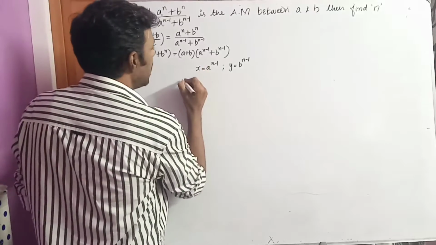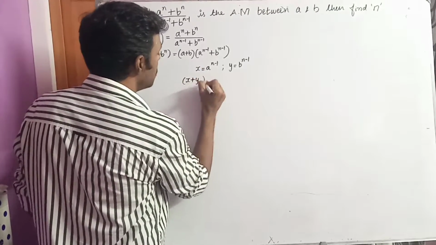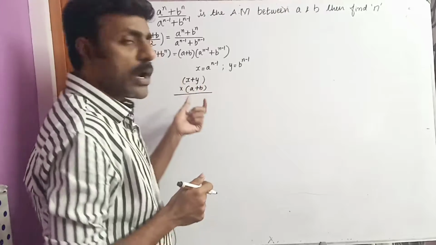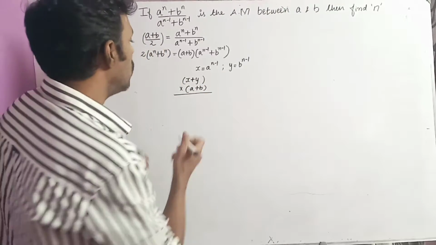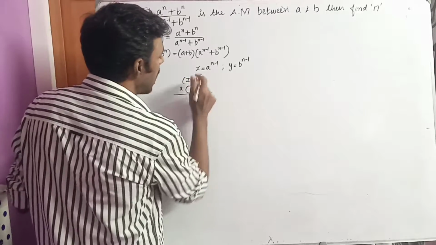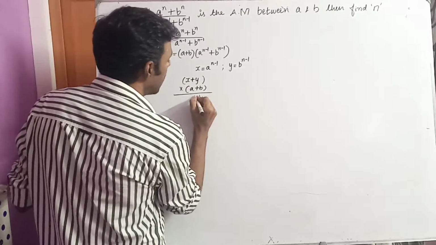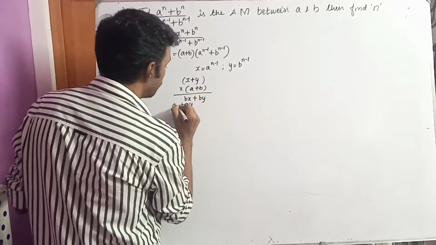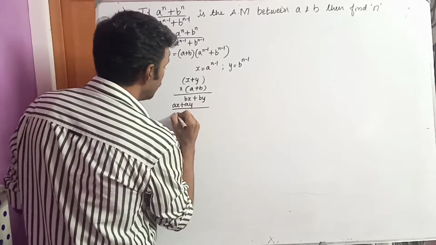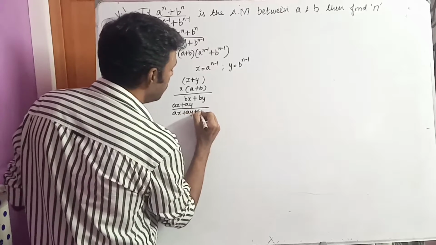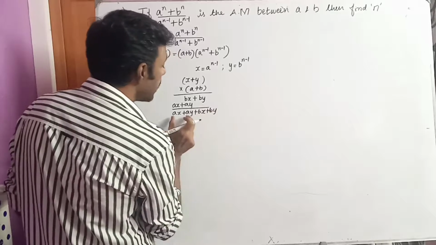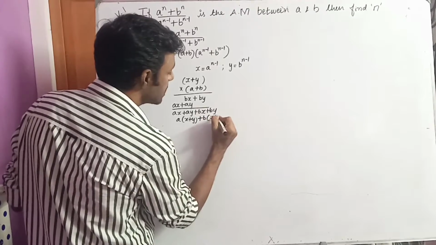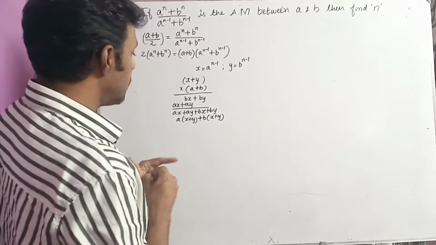Now it will be (x + y) into (a + b). It is very easy to multiply two algebraic terms which have power 1. If I multiply x + y with a + b, I'll be getting ax + ay + bx + by. Now I am taking the common terms outside as a into (x + y) plus b into (x + y). This is the term which I am getting.